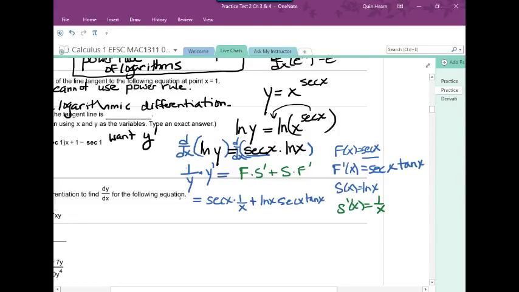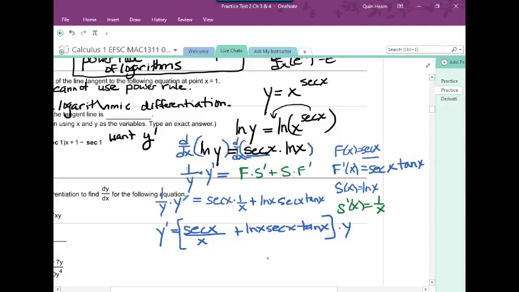Okay. All right, so remember, this is almost what we want. This is 1 over y times y prime, but what we really want is just y prime. So I'm going to multiply both sides by y to get the y prime by itself, and we get y prime equals secant of x over x plus natural log of x secant x tangent x. All of that multiplied by y.